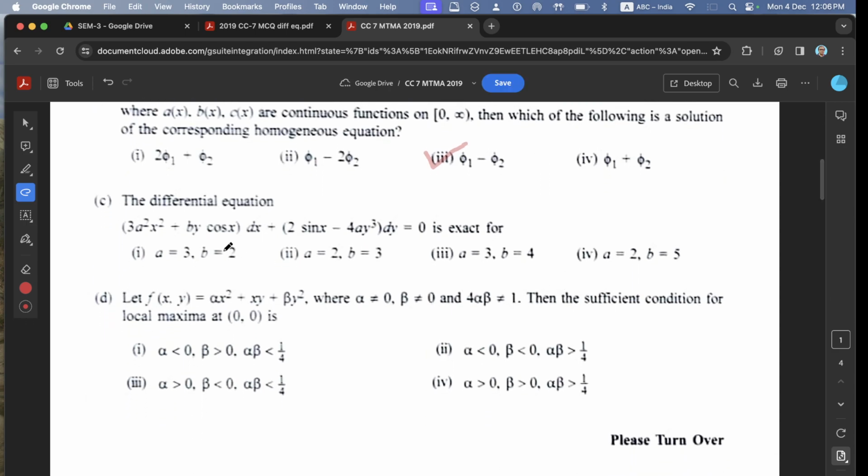Next, question C. The differential equation (3a square x square plus b y) cos x dx plus (2 sin x minus 4a y cube) dy equal to 0 is exact for what values of a and b?